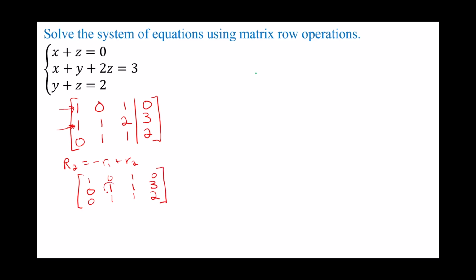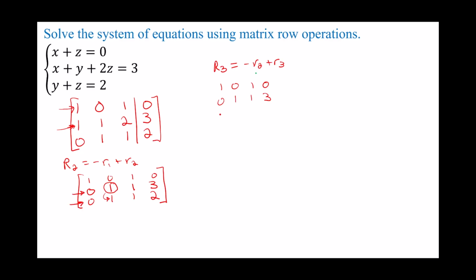I want this number to be 1, which it already is. And I'll use that 1 to make the things underneath of it 0. So my new row 3 is going to be negative row 2 plus row 3. So row 1 and 2 are staying the same. My new row 3, negative row 2 plus row 3. So negative this row plus this row.